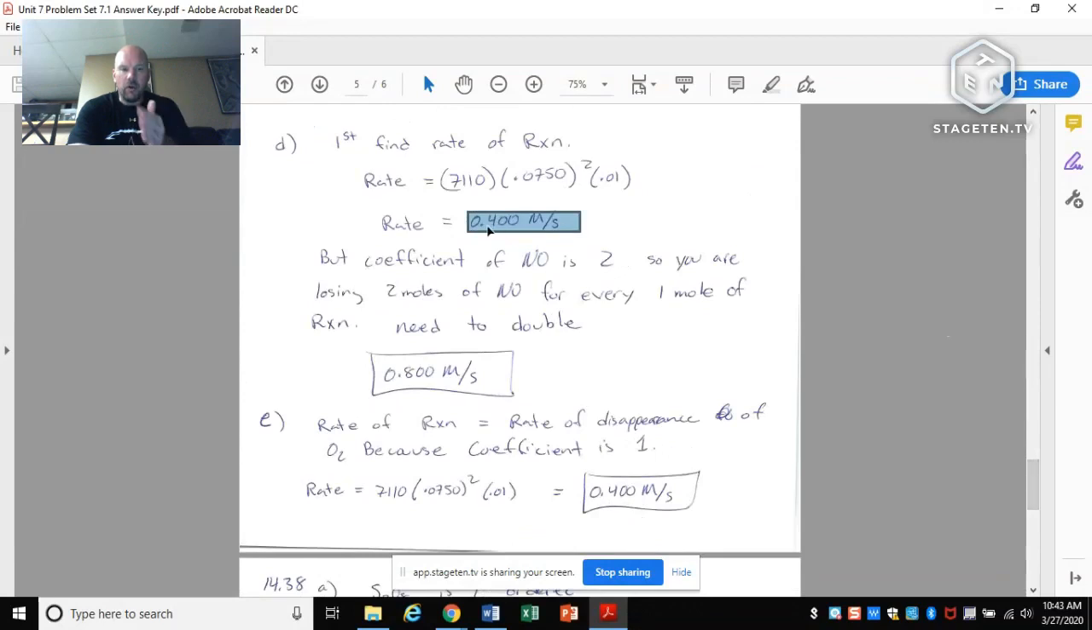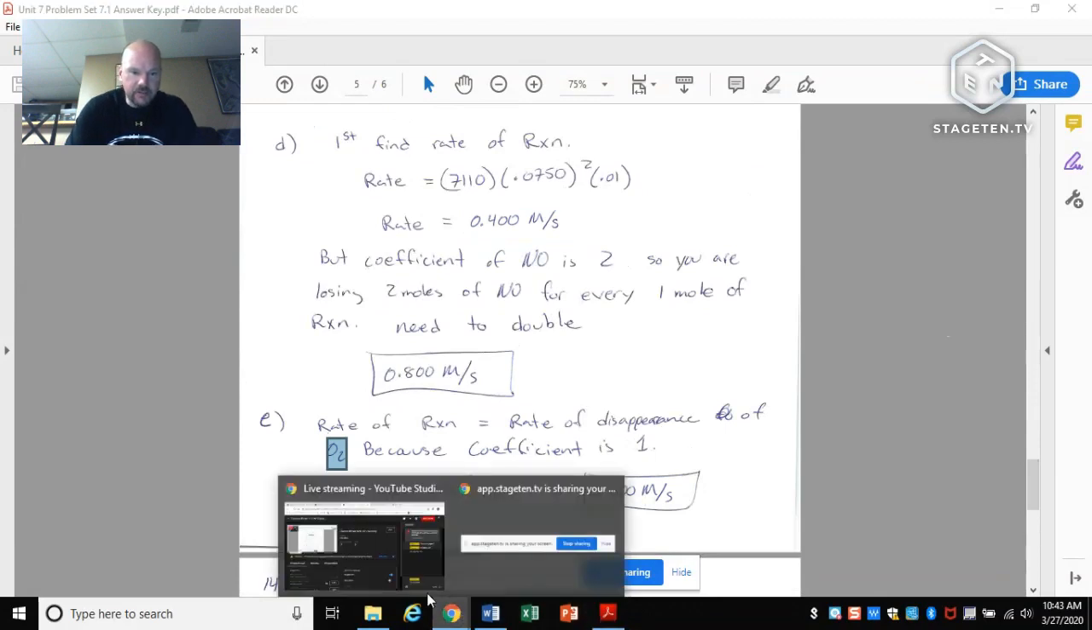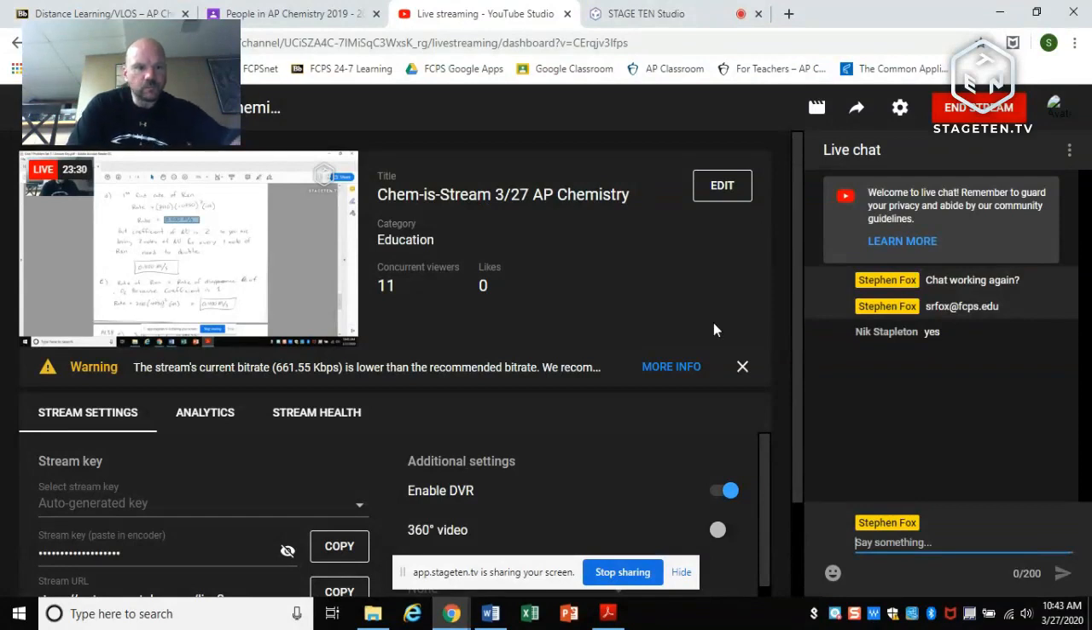If the coefficient was 3, you would have to triple the rate of the reaction. If the coefficient's 1, then the rate of the reaction is the rate of disappearance for that reactant or the rate of appearance for that product. So again, notice that for E, we plug our data into the rate law, but since the coefficient for oxygen is 1 in that reaction, the rate of the reaction is the rate of disappearance for oxygen. I hope that answers that question. Let me know if you have any more.